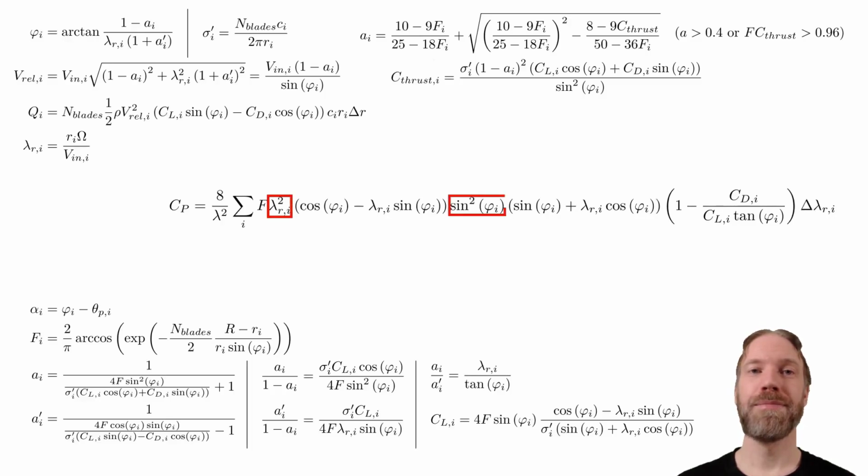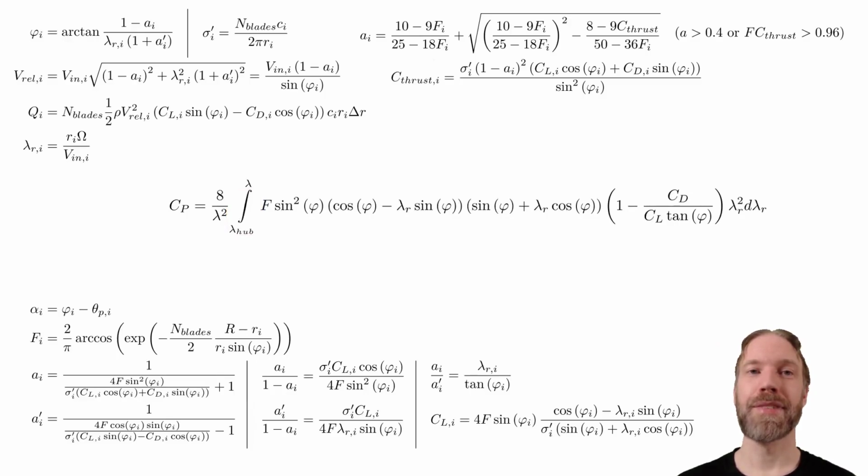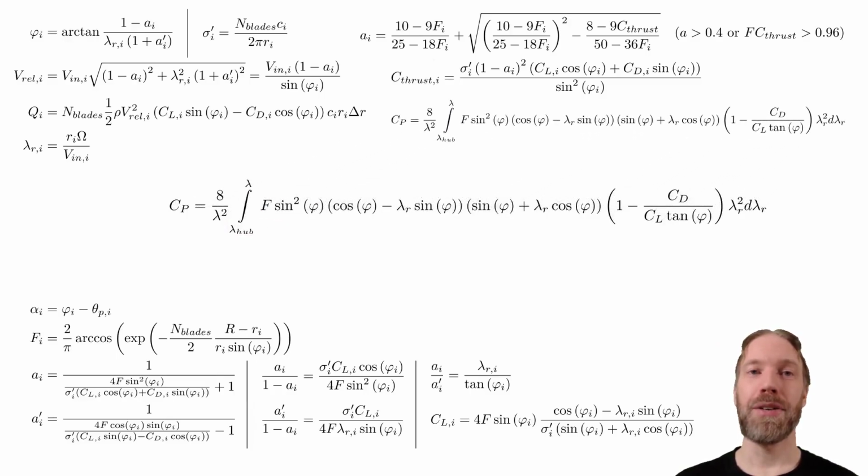Reorder these. To get the same expression in the book, convert this into an integral. The limits are from the tip speed ratio closest to the hub to the turbine tip speed ratio, which is at the blade tip. This is the final expression for the power coefficient.